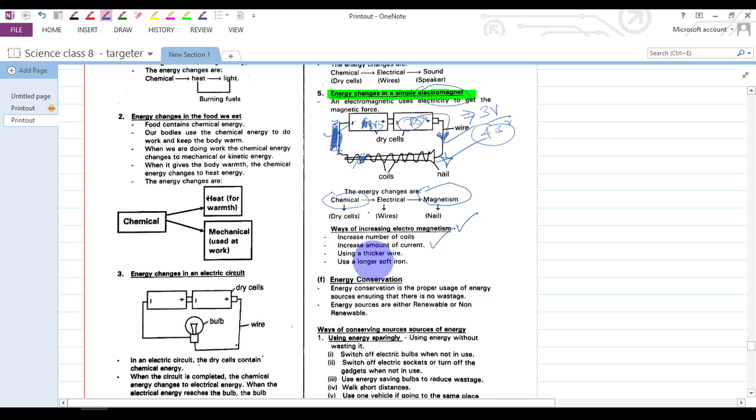Also, we can use longer soft iron. This iron that we have, if initially it was 5 centimeters, and we use the one that is 10 centimeters, the one that is longer than the other, we shall have a stronger electromagnet in 10 centimeters than in 5 centimeters.